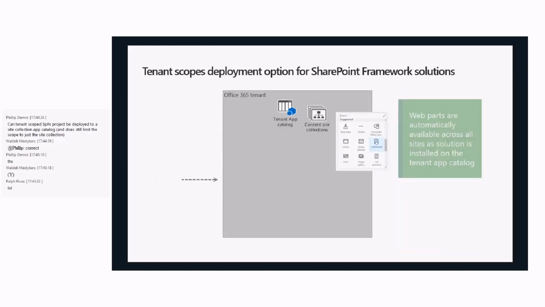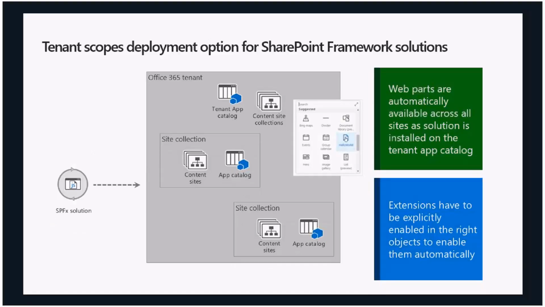So the tenant scope deployment option does support both tenant app catalog or site collection app catalog. What it means is that when you're installing a SPFx solution, SPPKG file, either at the tenant level or in the site collection level, that solution is automatically enabled in the scope of the app catalog. So if you put the solution in a tenant app catalog, it is enabled automatically across the whole tenant. If you put the solution in a site collection app catalog, it will be enabled across all of the sites within that site collection.